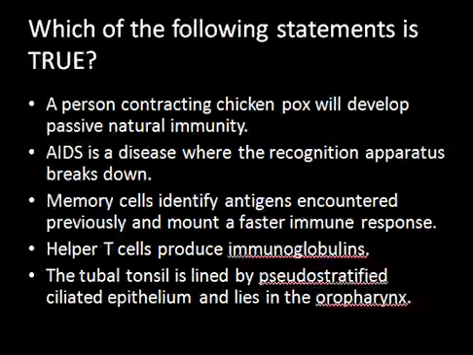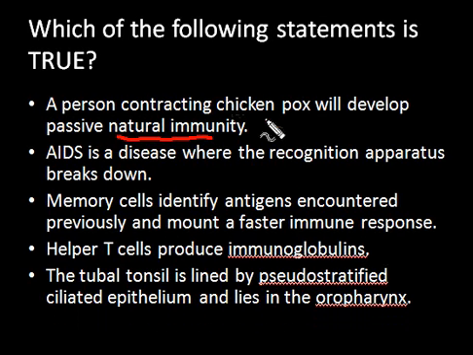And let me go to the last question, which asks you to identify the true statement. So it says a person contracting chickenpox will develop passive natural immunity. Now this is false, because when you get a disease, first of all, that is natural immunity, which is right. But when you get a disease, the body begins to produce antibodies. So that is active immunity. So this is active natural immunity. So therefore, this statement is false.